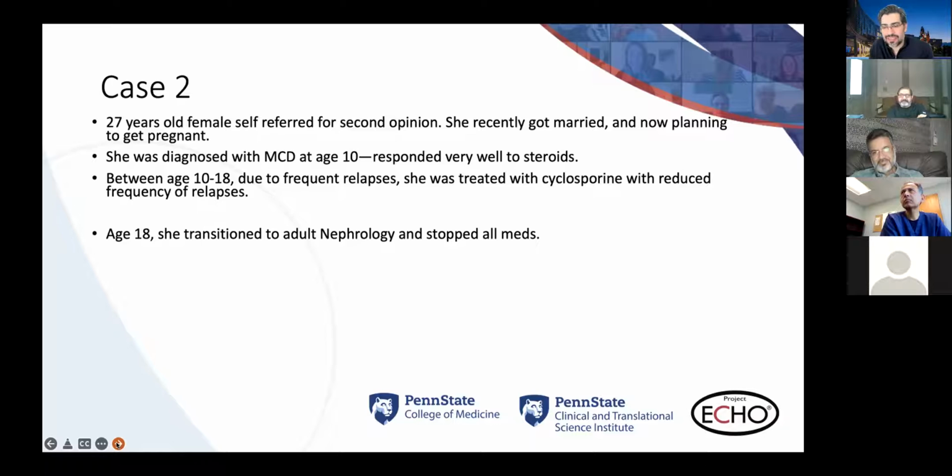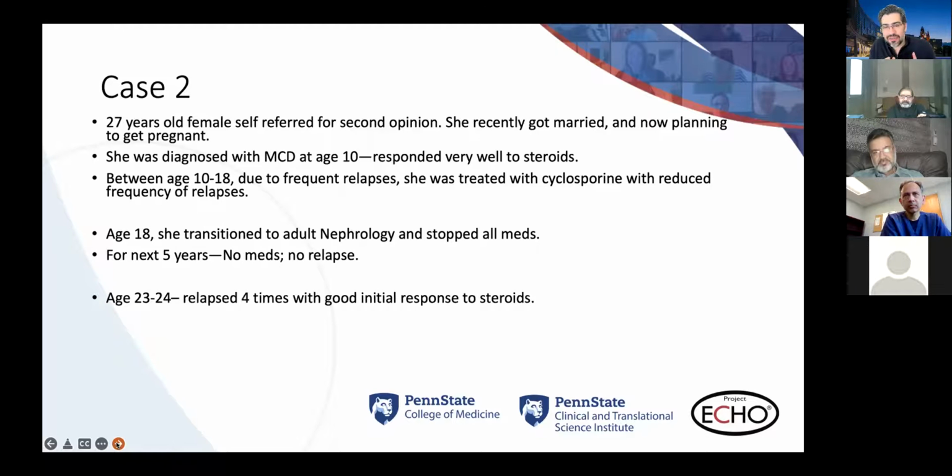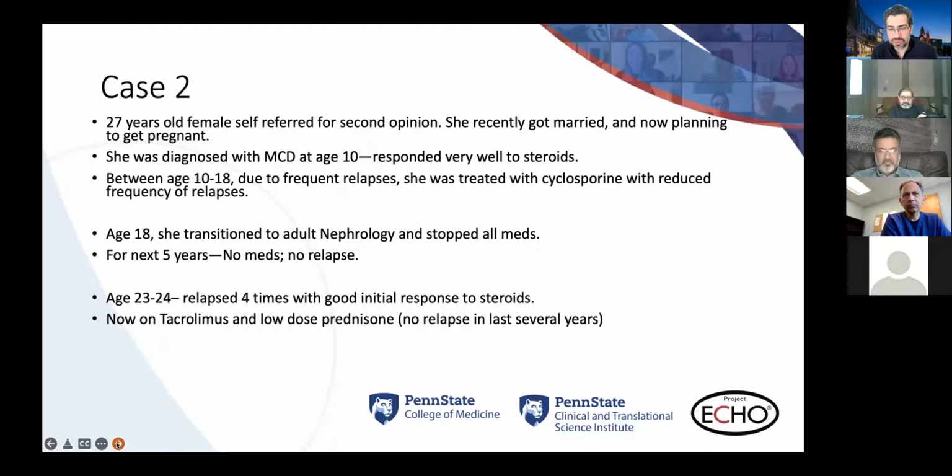And then she told me that for 5 years, despite not taking anything, nothing bad happened. Then roughly at age 23, 24, she started having relapses, and in less than 2 years she had 4 or 5 of them. Every time she was on steroids. Once they taper, everything is good. They stop, she's back on it. So now she's on tacrolimus as well as low dose prednisone, and has not had any relapse in the last maybe 2 or 3 years.